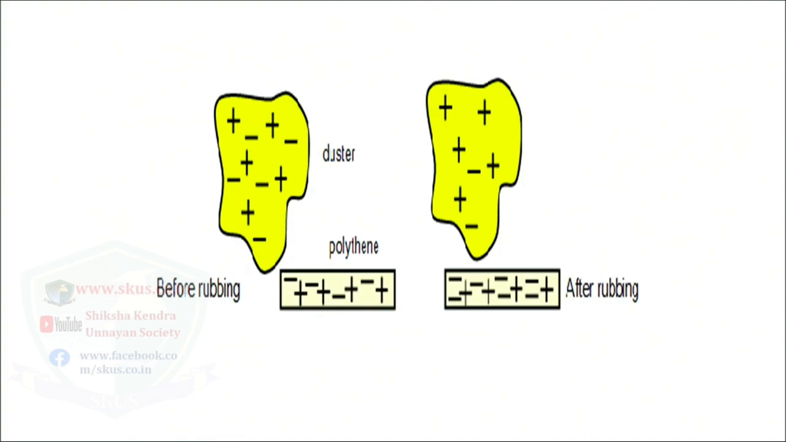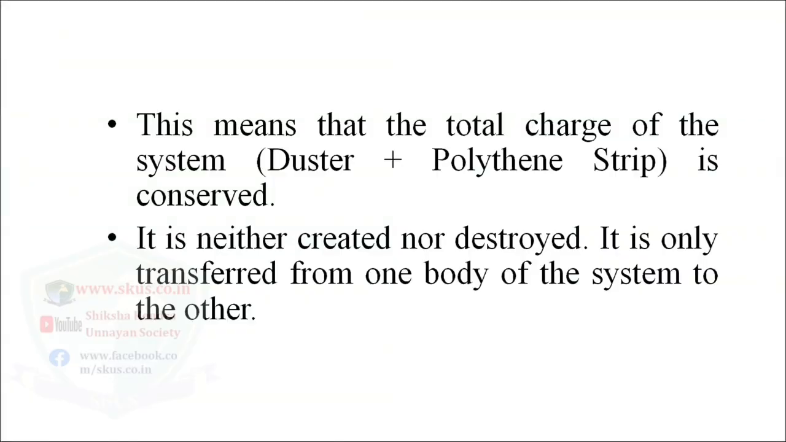Now take into account the total charge of the polythene strip and the duster. You add them up, the net charge will be 0, as it was before the rubbing. This whole experiment can be summarized into 2 points. First, the total charge of the system, duster plus polythene strip, is conserved. The second point is that charge is neither created nor destroyed. It is only transferred from one body of the system to the other.